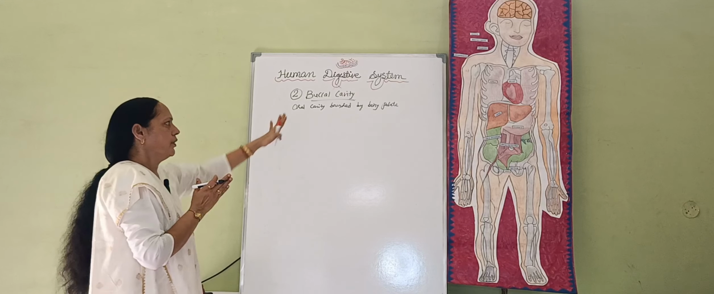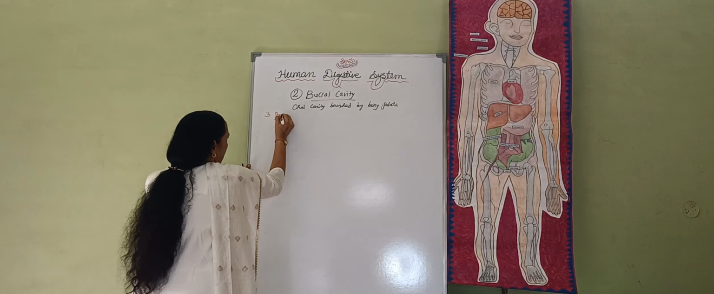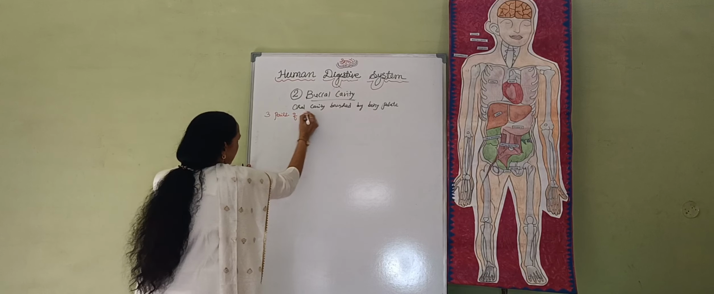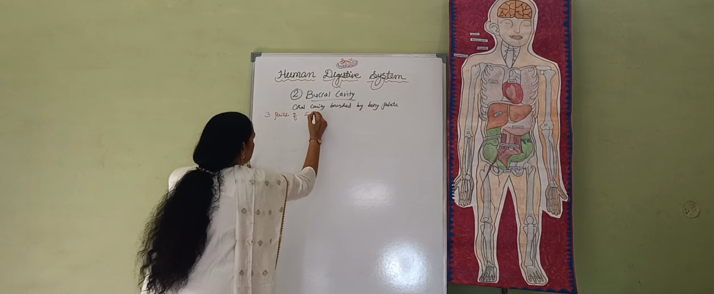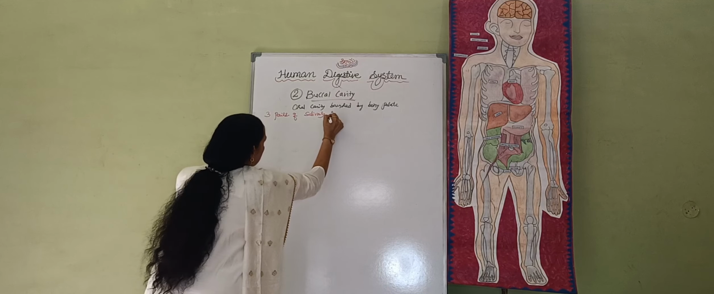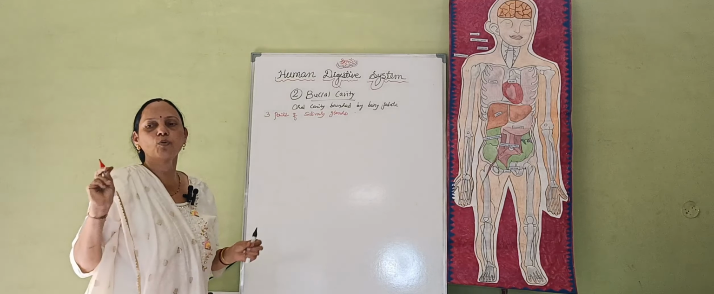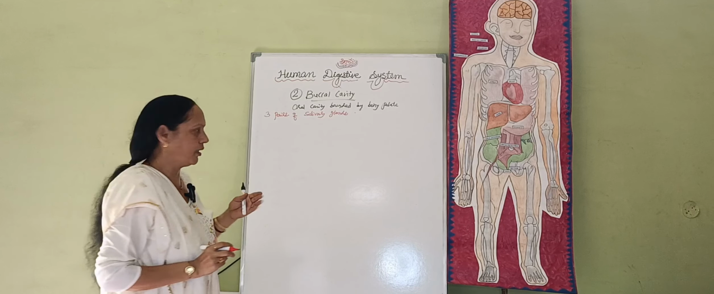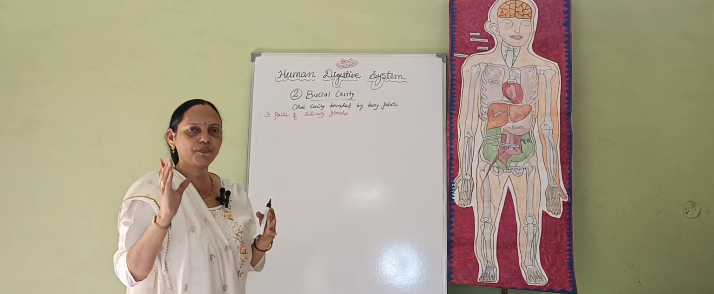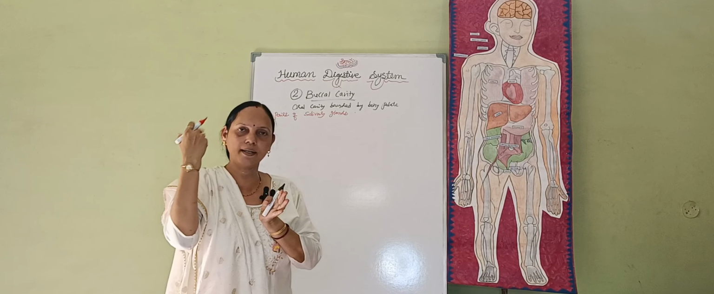Now here in this buccal cavity, three pairs of salivary glands are present. Three pairs of salivary glands are present in our mouth. They are of different types, and their functions are also different, which we will study in our next video.